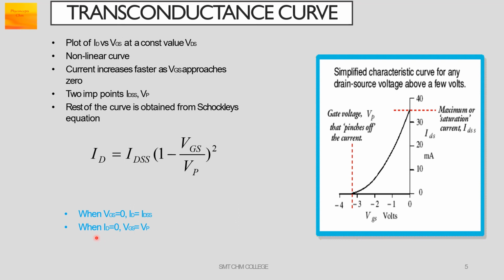When ID is equal to 0, if you put ID here 0, then what we get is 1 minus VGS upon VP is equal to 0, and that will be VGS is equal to VP. Sometimes this VP is written as VGS off. We had seen in the earlier slide that VGS off is equal to minus VP.